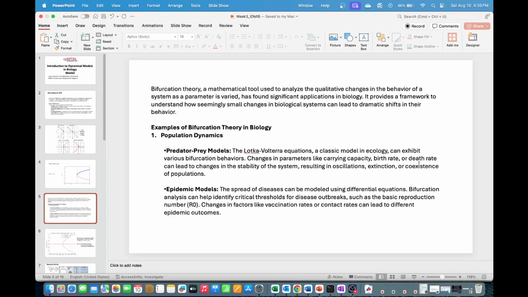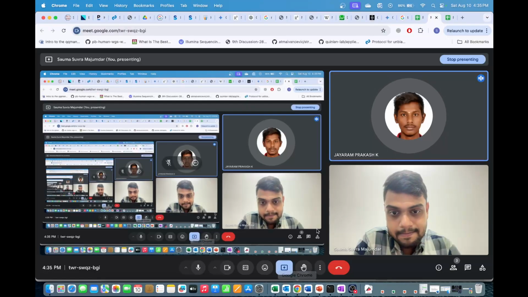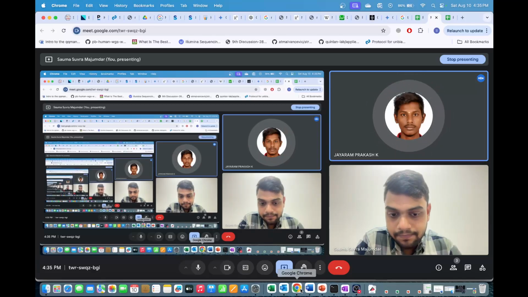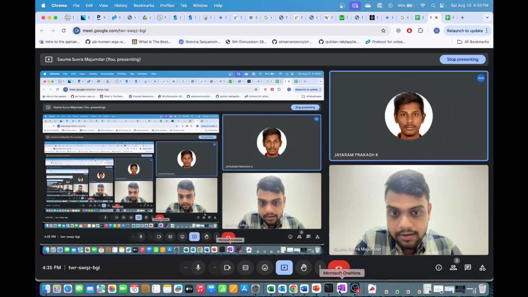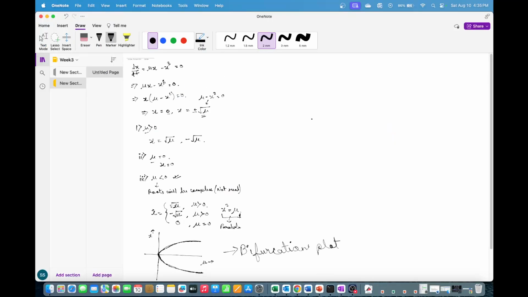Hello. Yeah. Here they didn't mention mu explicitly, right? So how you can plot that? I mean, how you find the stability? So for this example you are telling? Yes.